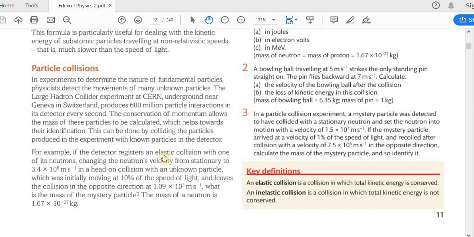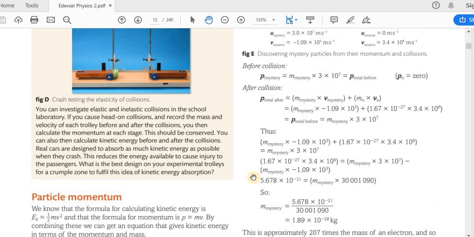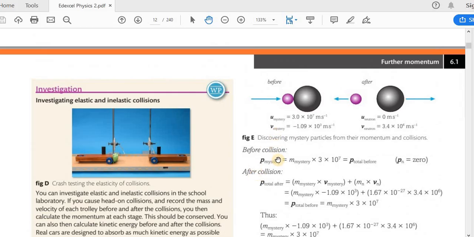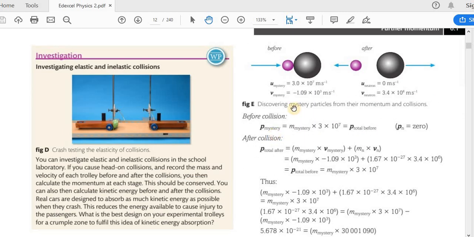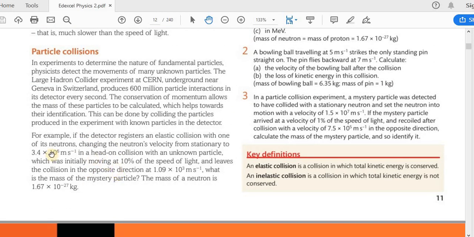Okay, let's go through another example. Now in the exam papers you can have momentum questions about subatomic particles like neutrons, electrons. Okay, here we have an example of something like that. So before collision and after collision. Okay, discovering mystery particles from their momentum and collisions. The explanation for this is already here. Okay, let's go through it.